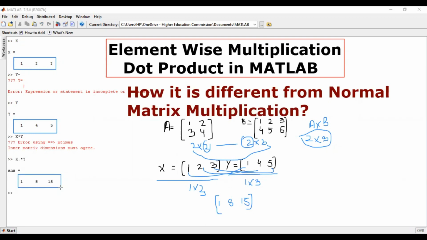This is wonderful when you are taking a square of any signal, or when you are cubing any signal, that means multiplying them 3 times. That multiplication is only possible when you do it element-wise, right? So I hope you have understood the concept of element-wise multiplication and how it is different from normal matrix multiplication. Still, if you have any query, you can post your queries in the comment section. Thank you so much for listening.